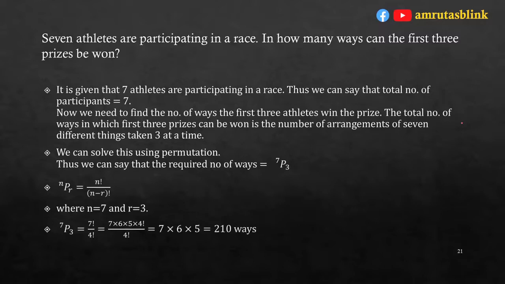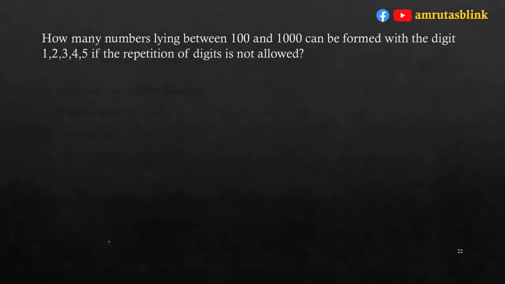Hence total number of ways will be 7p3, that is 7 factorial upon 7 minus 3, that is 4 factorial. Hence 7 factorial upon 4 factorial is equal to 7 into 6 into 5 into 4 factorial upon 4 factorial, 4 factorial cancels. So 7 into 6 into 5, that is 210 ways. So 210 ways are possible in which the first 3 can win the prize.